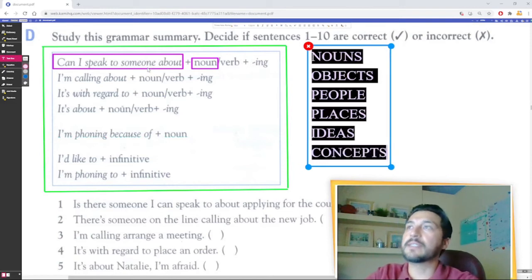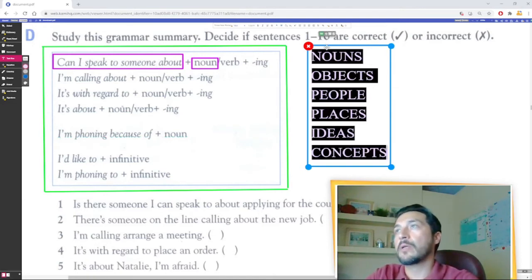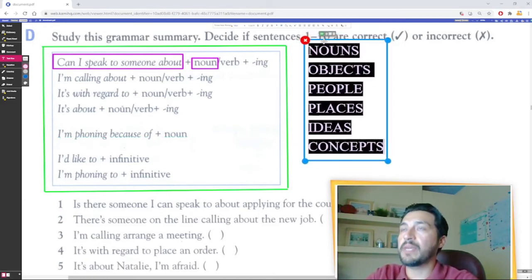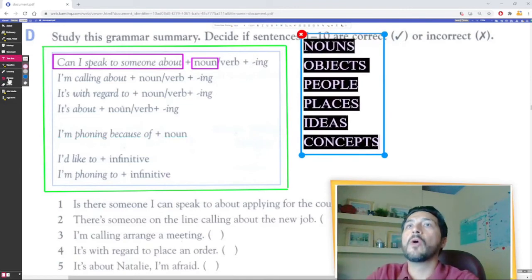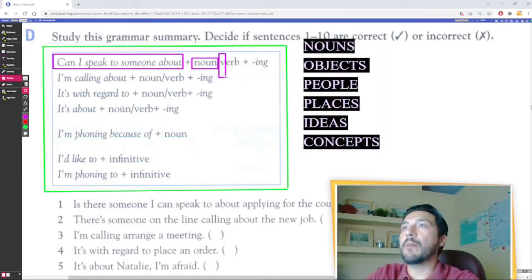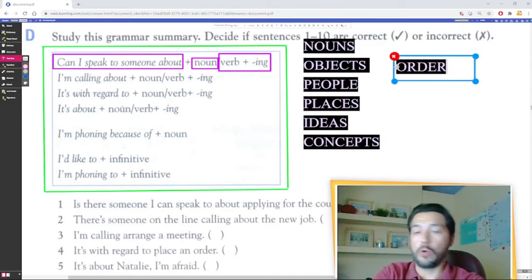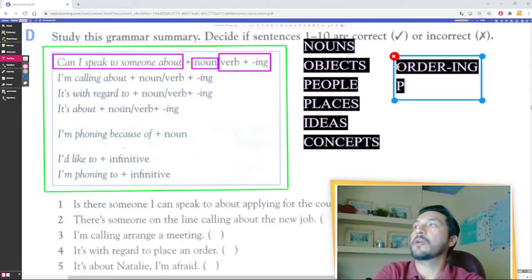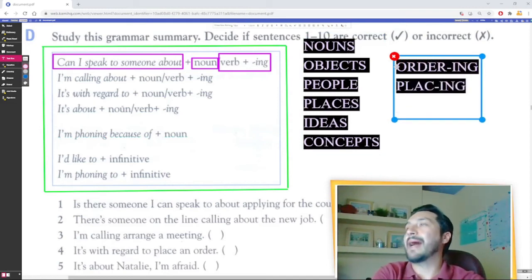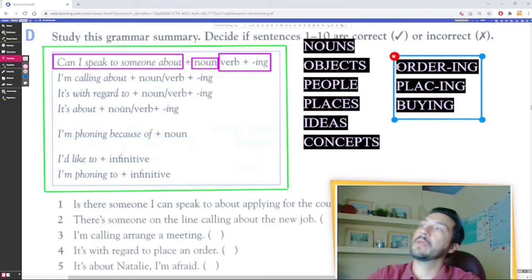When you use this phrase to give the reason for calling, can I speak to someone about? You can choose a noun. It can be about a noun. Or it can be about a verb with ing. For example, it can be about ordering. It could be about placing. It could be about buying, any verb with ing.